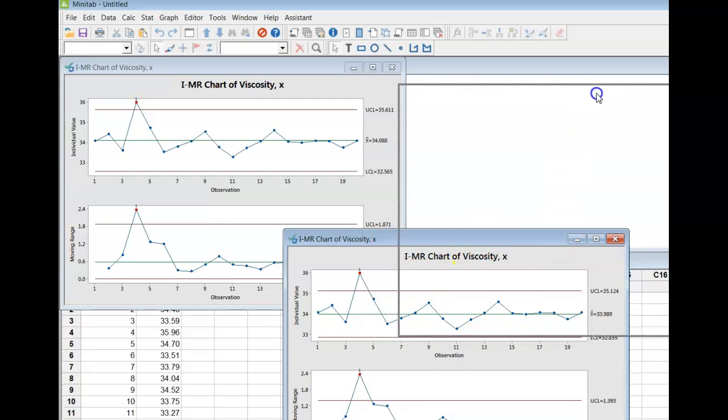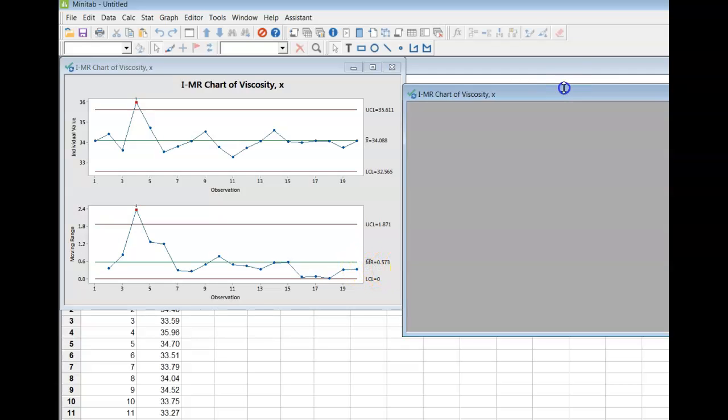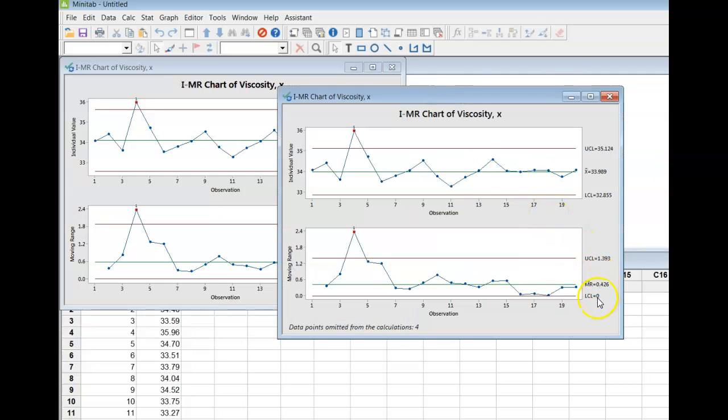And as for my moving range, the average moving range initially was 0.573, and that should also come down. And here it is on the new chart with 0.426. So this is the chart we would use for any subsequent data.